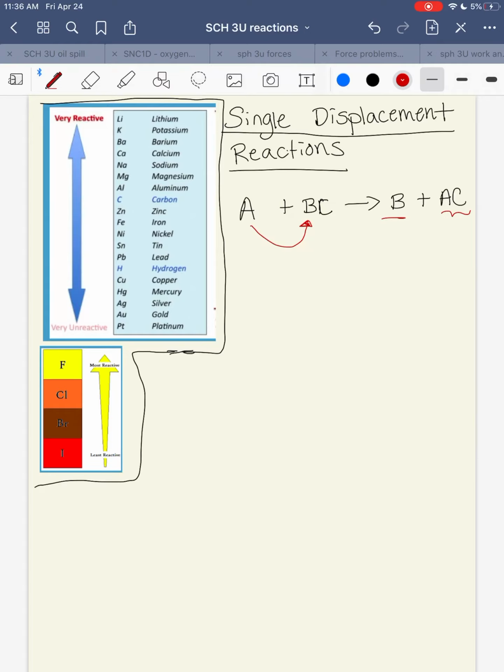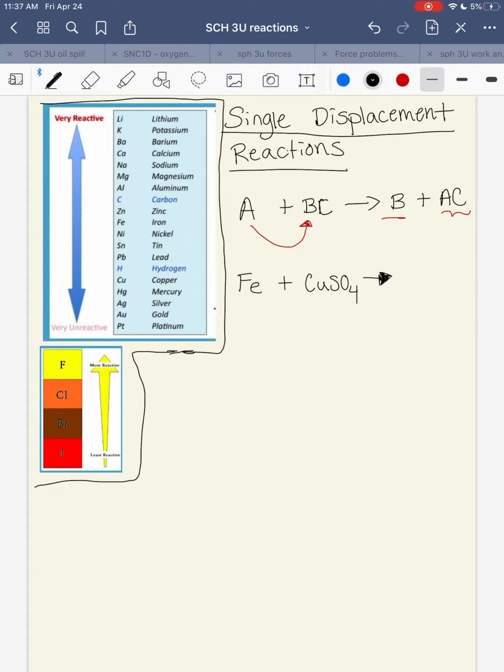Now, with single displacement reactions, sometimes the reactions don't occur because A is not actually able to replace B. So we're going to look at some actual examples of reactions and figure out what the products will be, or if the reaction will even happen. We're going to start with this one. We're going to have some iron, and our iron is going to react with copper 2 sulfate, so it's reacting with CuSO4.